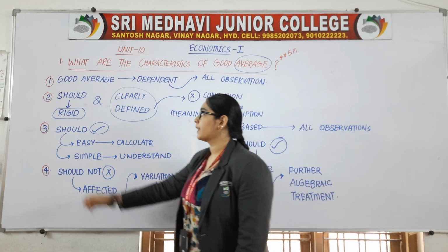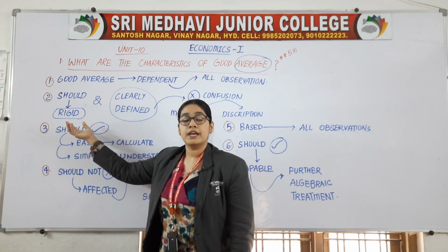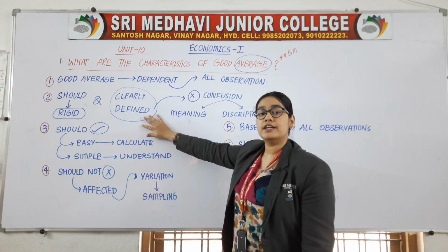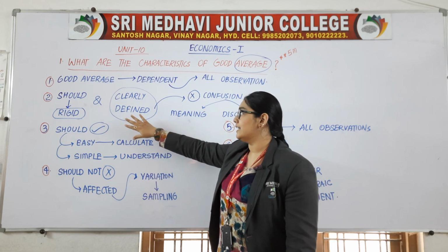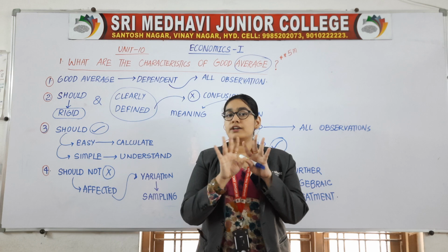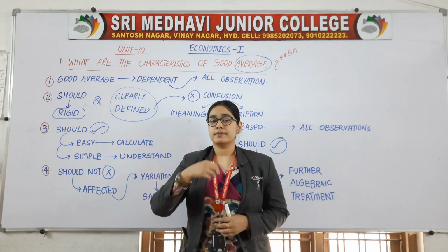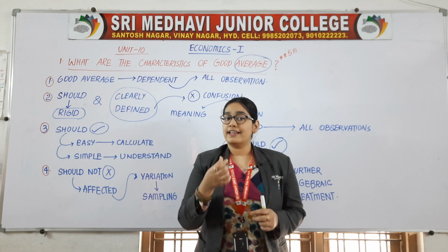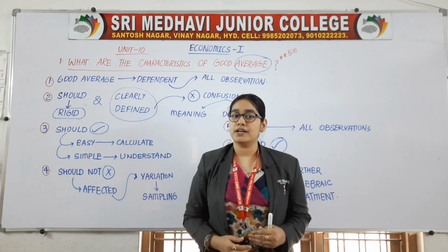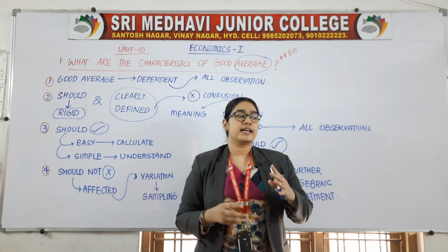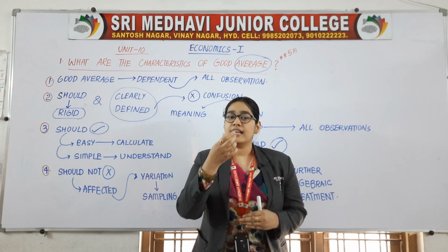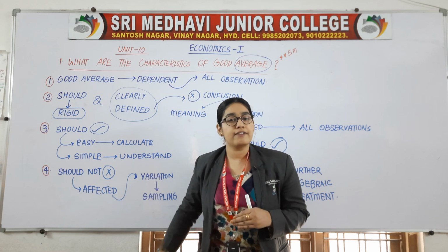Coming to the second one, it should be rigid and clearly defined. Rigid means constant. It should not be changing. For example, the example which I gave you, that there are 60 girls and 40 boys. If I keep on changing the number, say some 52 girls and some 42 boys, if I keep on changing the number, can you get an exact good average?